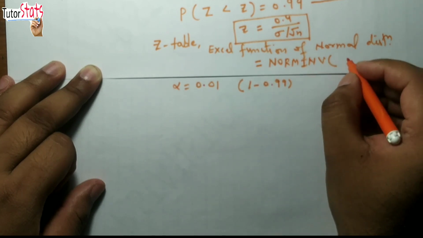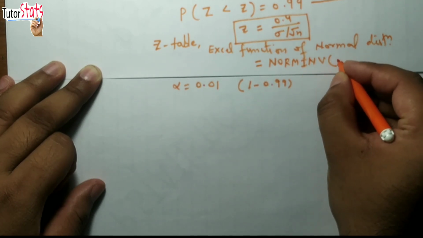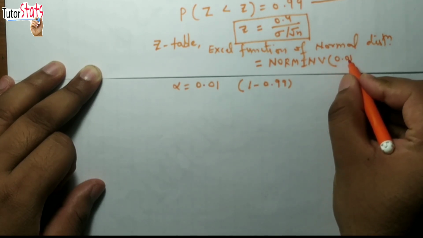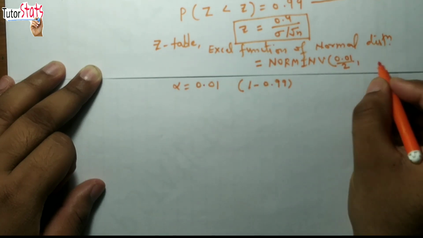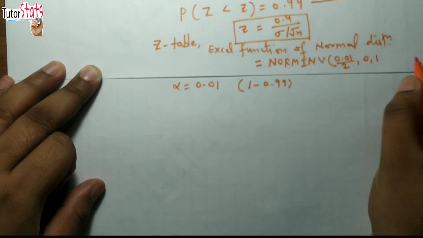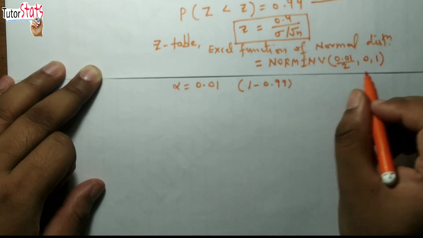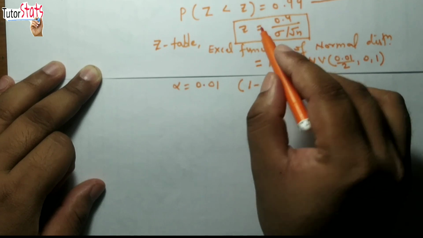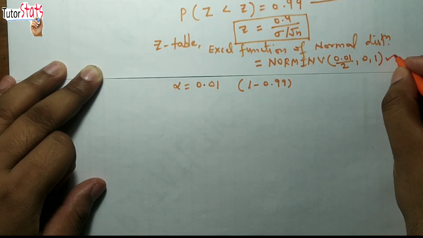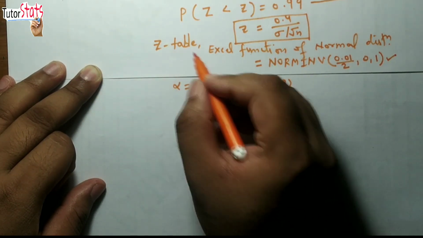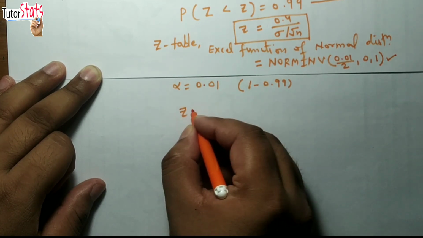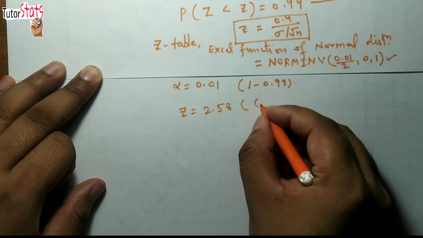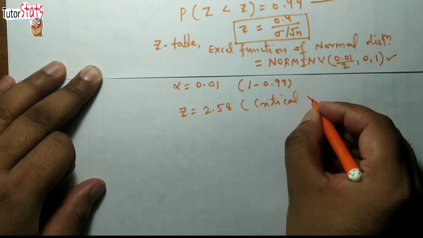Okay, so in this syntax we will write first alpha, the level of significance, divided by 2, comma, mean is 0 and variance is 1. So this will give the small z value. When we use this function or the z table we will get z is equal to 2.58. This is the critical value.